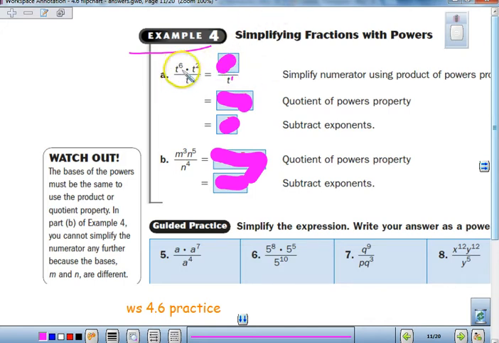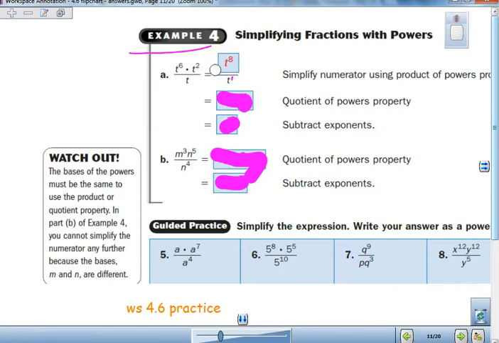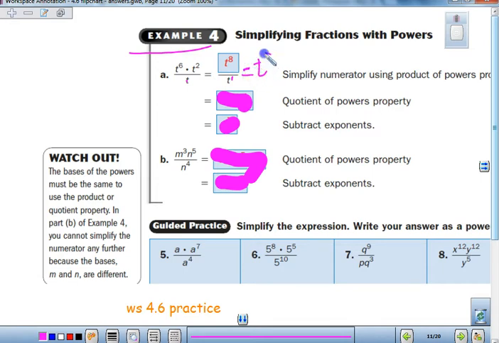What are we going to do in our numerator? We are going to add because they're being multiplied. So we get t to the 8th divided by t to the 1. What does our quotient rule say? It says take t to the 8th and minus 1. So our final answer would be t to the 7th.